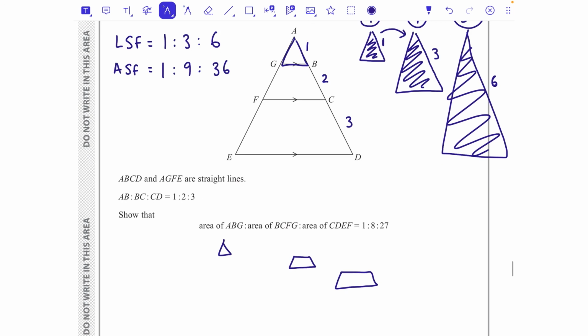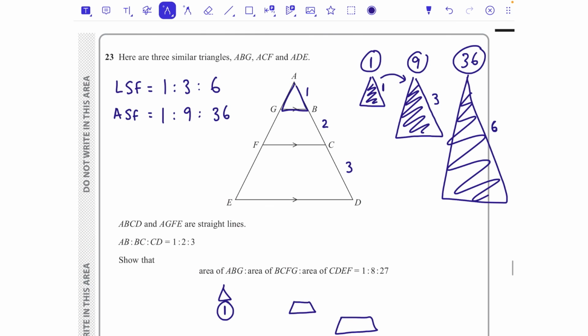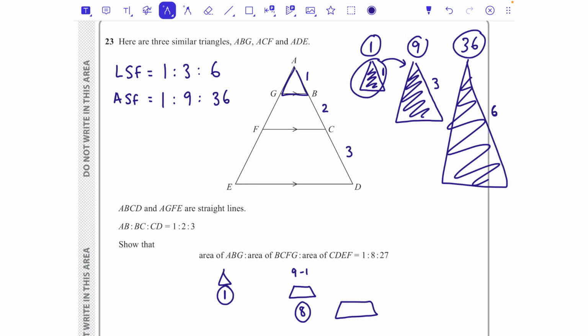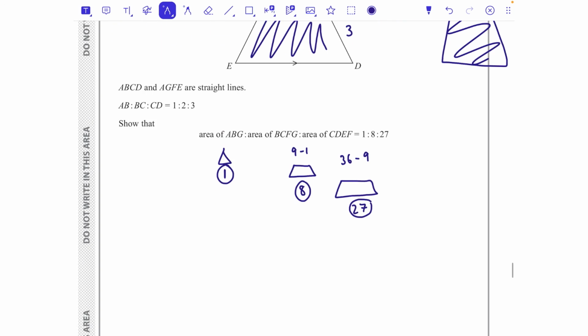So this area would be 1. This area would be 9 take away 1. So this one would be 8, 9 take away 1, because we're taking off this part. And then this bottom area here would be, I've got 8 and 1, I'm taking away from 36, so 36 take away 9, which is where they're getting 27 from, which is 1 to 8 to 27.